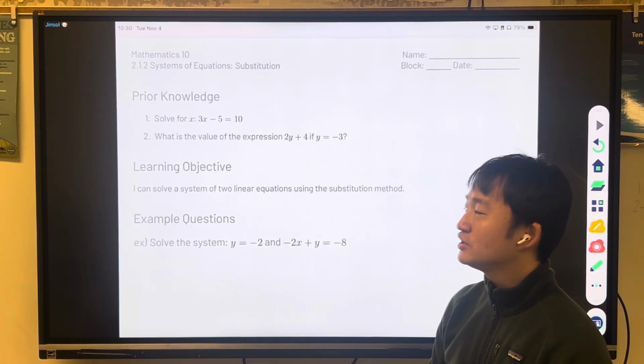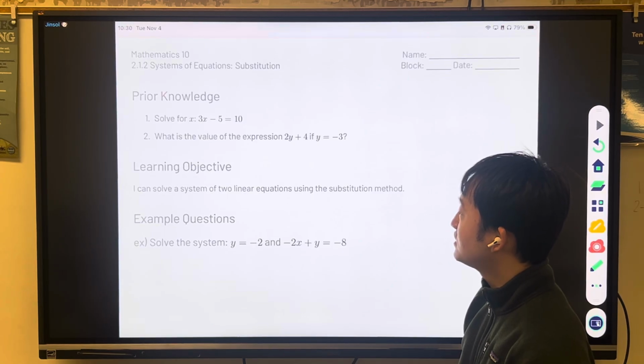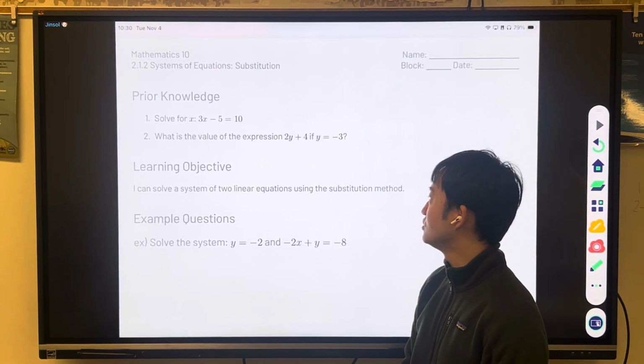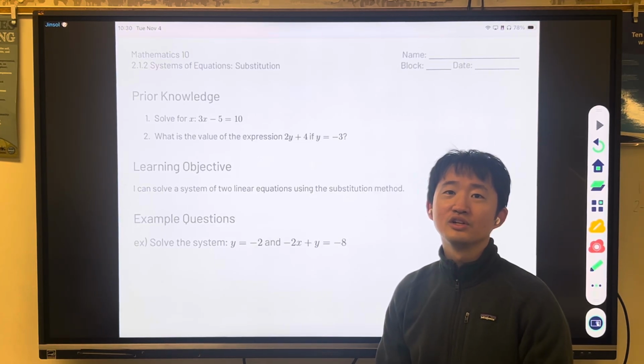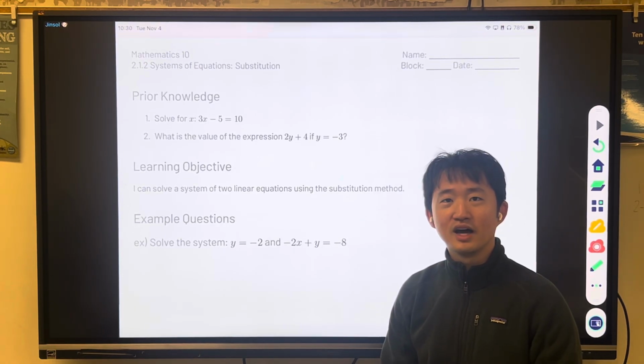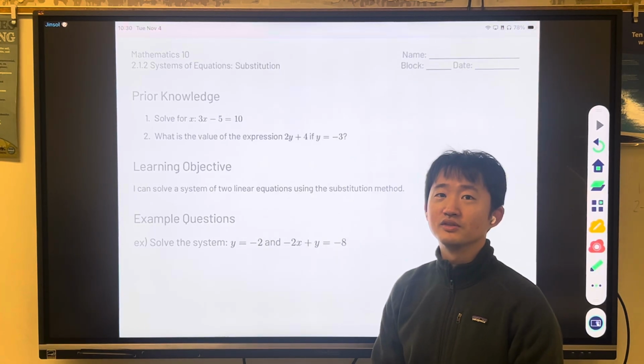Using that prior knowledge, we're going to be able to solve a system of two linear equations using the substitution method. So the important thing is that today we're going to look at two equations at the same time, and we're going to solve two variables at the same time as well.